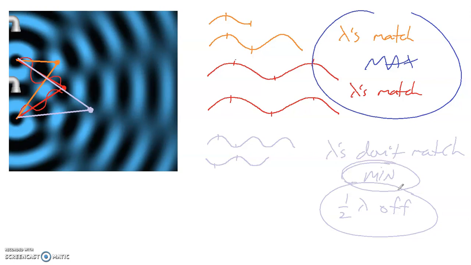But if the distances are bigger or smaller by 1 wavelength, 2 wavelengths, 3 wavelengths, they will still match. If the distance is a half wavelength off, that's a minimum. And that's how you can determine whether or not a point is going to be a maximum or minimum based on the orientation. Okay, so I'm going to sort of show you how this works a little bit.